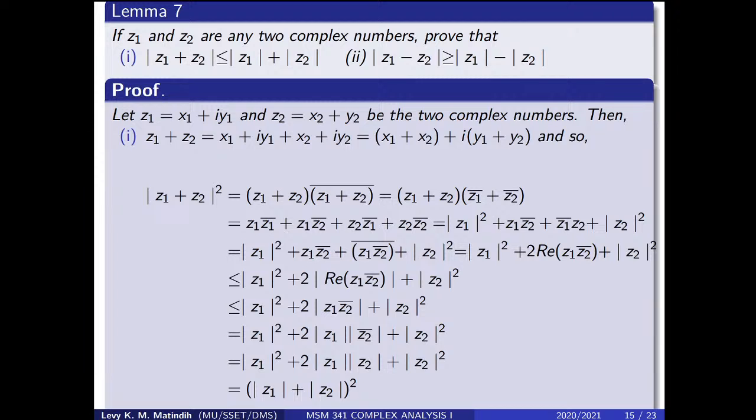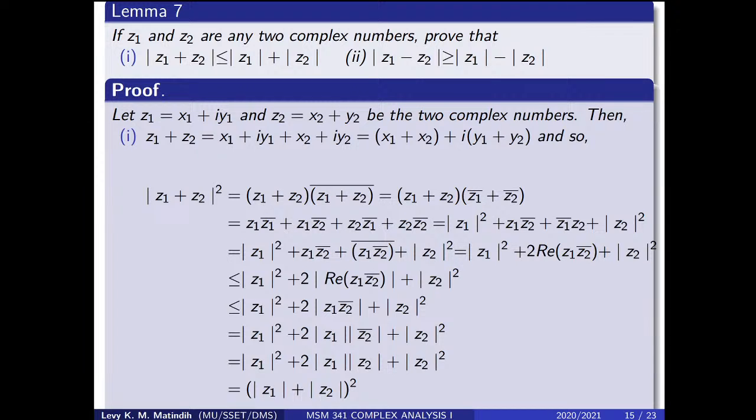So we are saying if we have z1 and z2 are any two complex numbers, prove that the modulus of the sum z1 and z2 is less than or equal to the modulus of Z1 plus the modulus of Z2. Secondly, the modulus of the difference of Z1 and Z2 is greater than or equal to the difference of the moduli of Z1 and Z2.